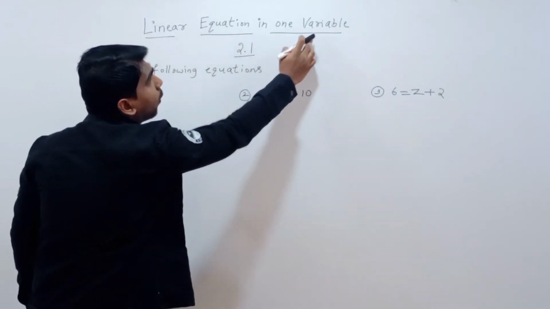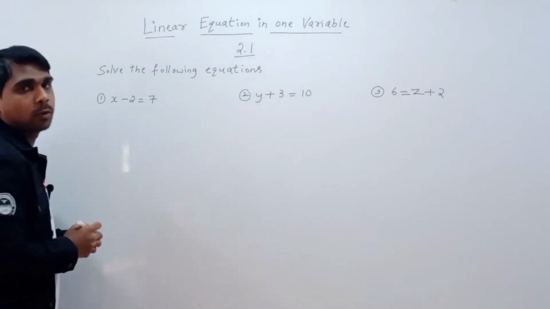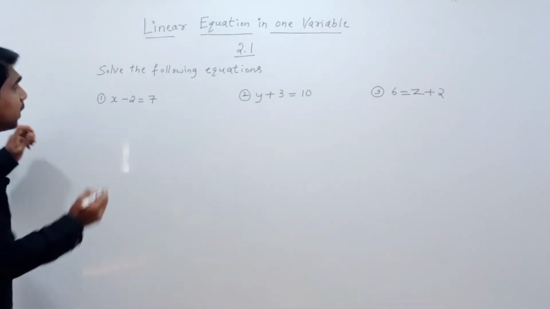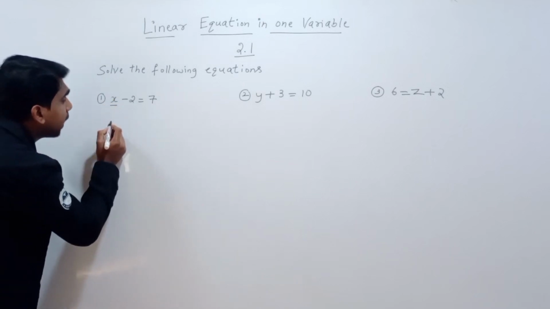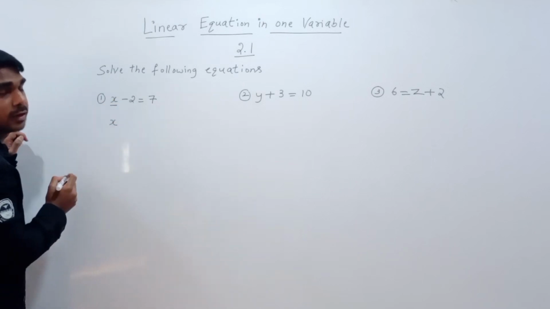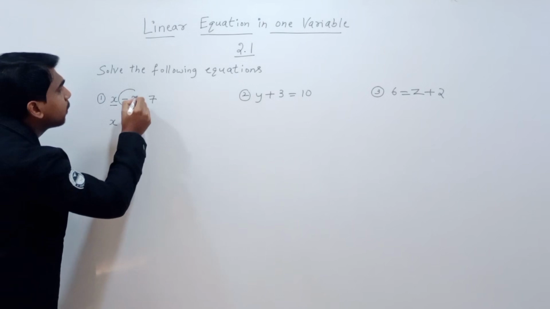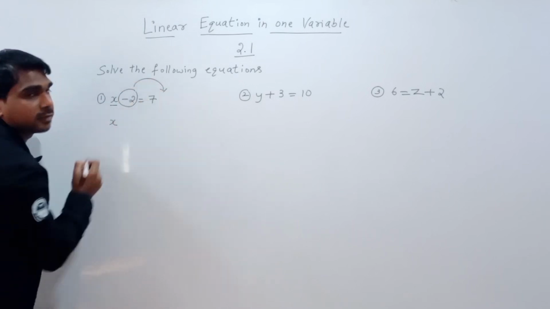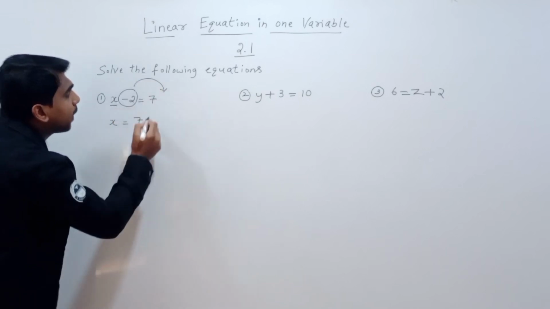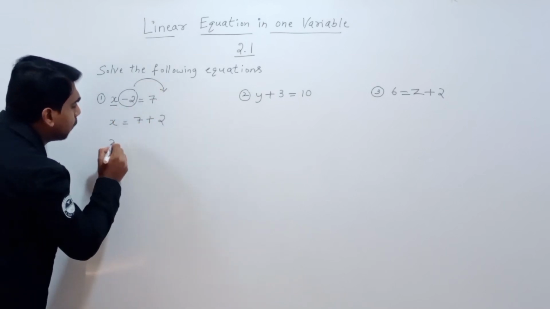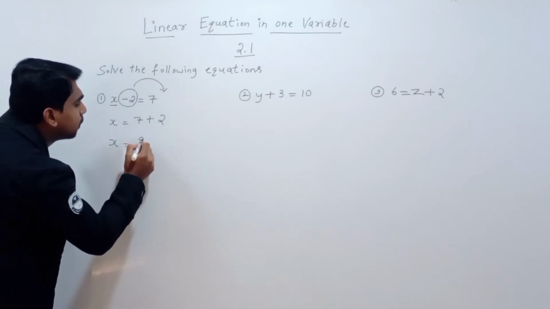Linear equation in one variable, exercise 2.1, first question. Here we have to find the x value. So we will write x on the left hand side and the remaining part we will shift to the right side. So now minus 2 will become plus 2. So x value will be 7 plus 2, 9.